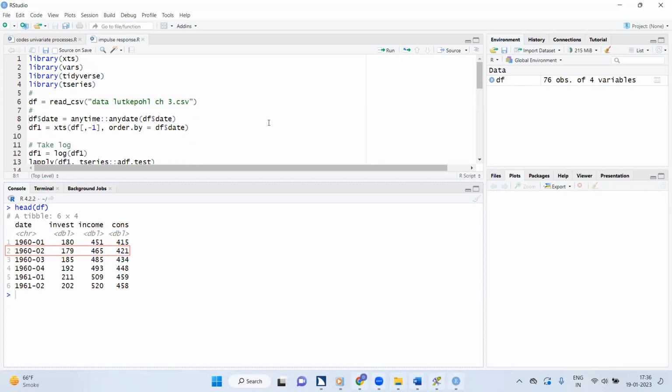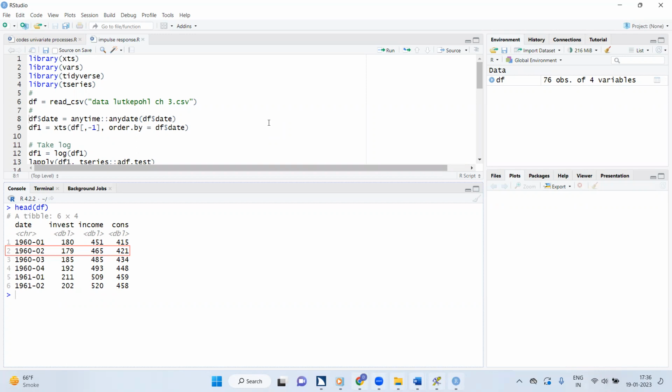(1960-01), 1960-02 means we have just 2 components, right? The third component is missing, right? The third component of date is missing. So we need to understand what is it.